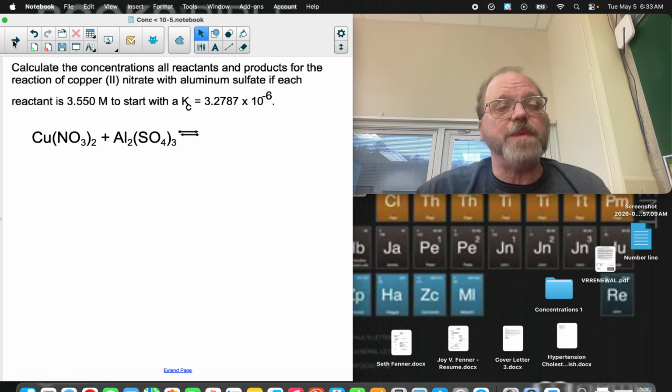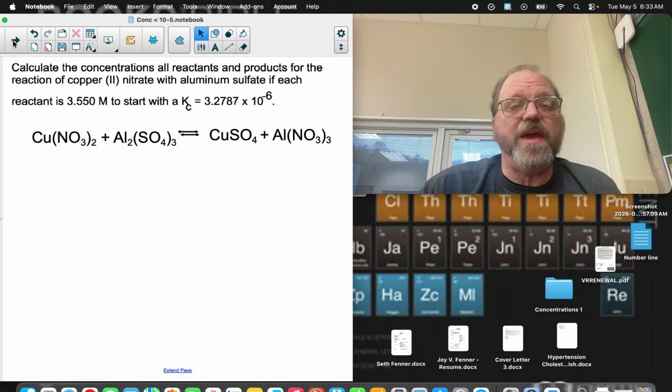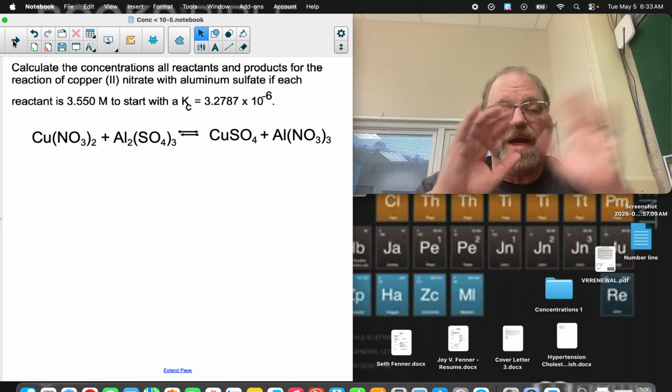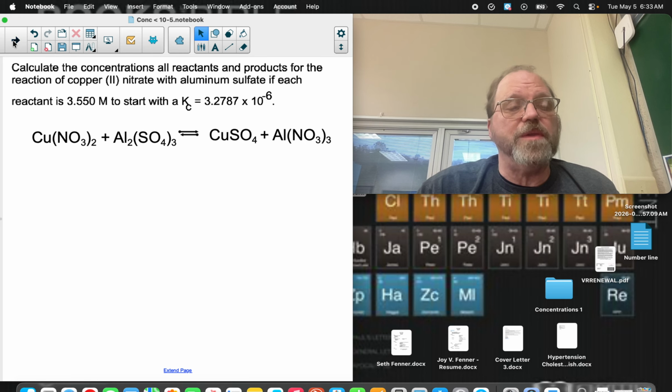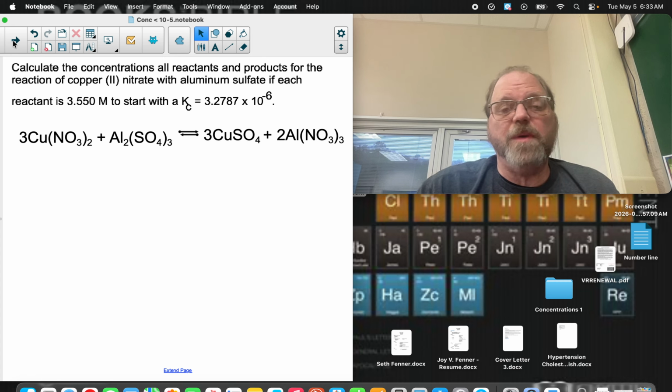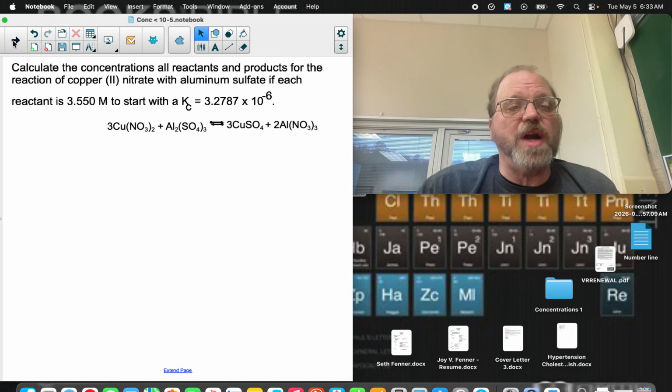Remember, it's a double replacement, so copper is going to go with sulfate, and aluminum is going to go with nitrate. Oxidation numbers balanced up. There we go. Make it smaller so we can work through it. So we start, react, equilibrium.